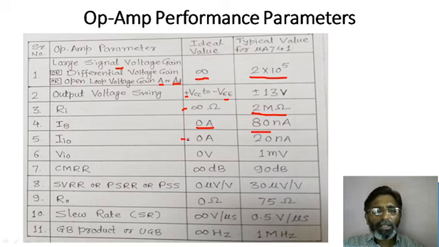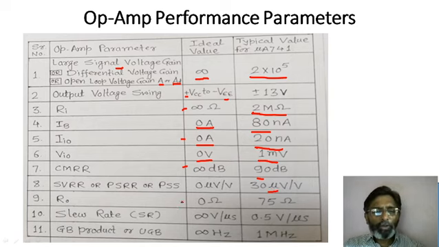As far as input offset current is concerned, for ideal op-amp it should be 0, practically it should be as small as possible, and for 741 its magnitude is 20 nanoampere. As far as input offset voltage is concerned, for ideal op-amp it should be 0, for 741 its typical value is 1 millivolt. As far as CMRR is concerned, for ideal op-amp it should be infinite dB, for 741 it is 90 dB. Our SVRR for ideal op-amp, as I just told you, it should be 0 microvolt per volt, for this 741, it is 30 microvolt per volt.